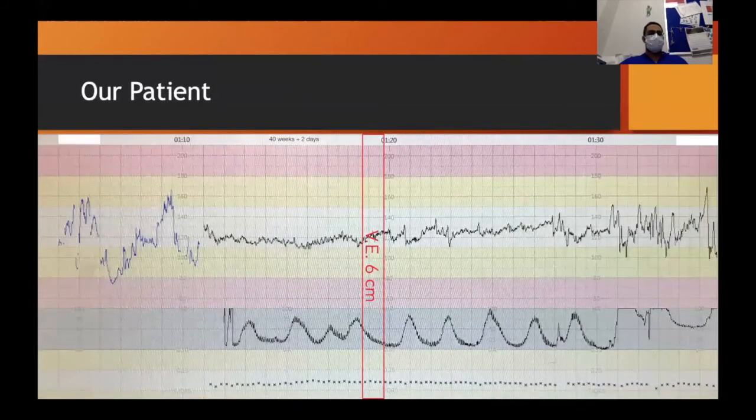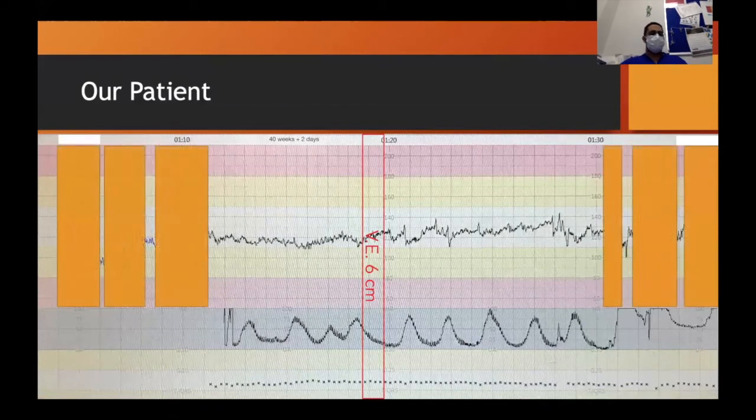So if we're looking at this trace, we're going to apply exactly the same approach. This is the same lady. We're now 40 plus 2. This is 1 o'clock in the morning. I'm going to block out all the responses on the trace. And now I can see that the baseline is actually about 120. Is that normal? Is that appropriate for this baby?